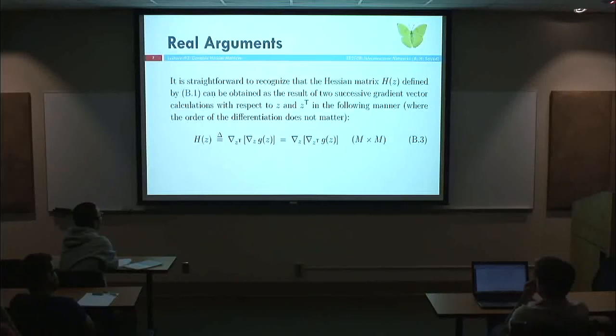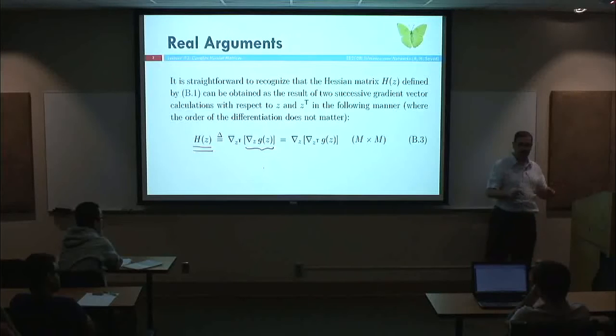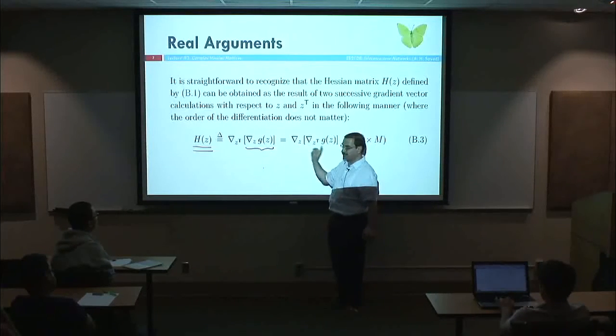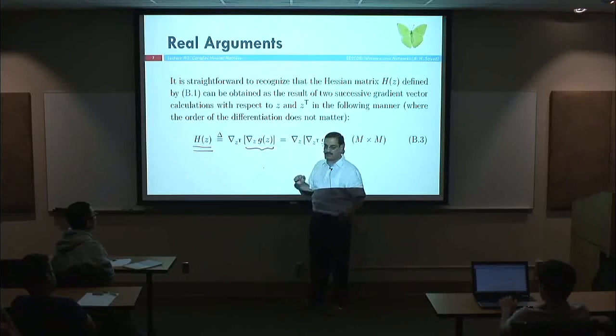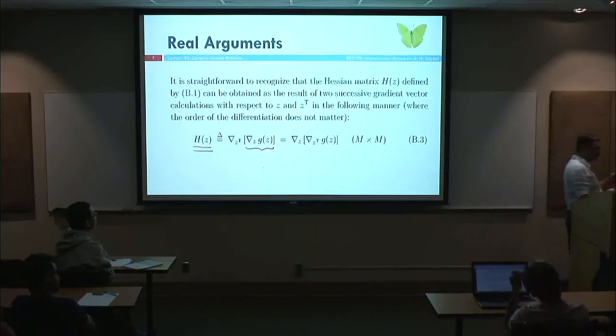Now, it's not difficult for you to observe that to get the Hessian, I can arrive at it in a different way. I can compute the gradient first relative to z, followed by gradient computation relative to z transpose. Or you can do it the other way around: the gradient relative to z transpose and then relative to z. This first gradient relative to z gives you a row vector, and then the second gradient relative to z transpose is what's going to give you the matrix. Fine, understood?